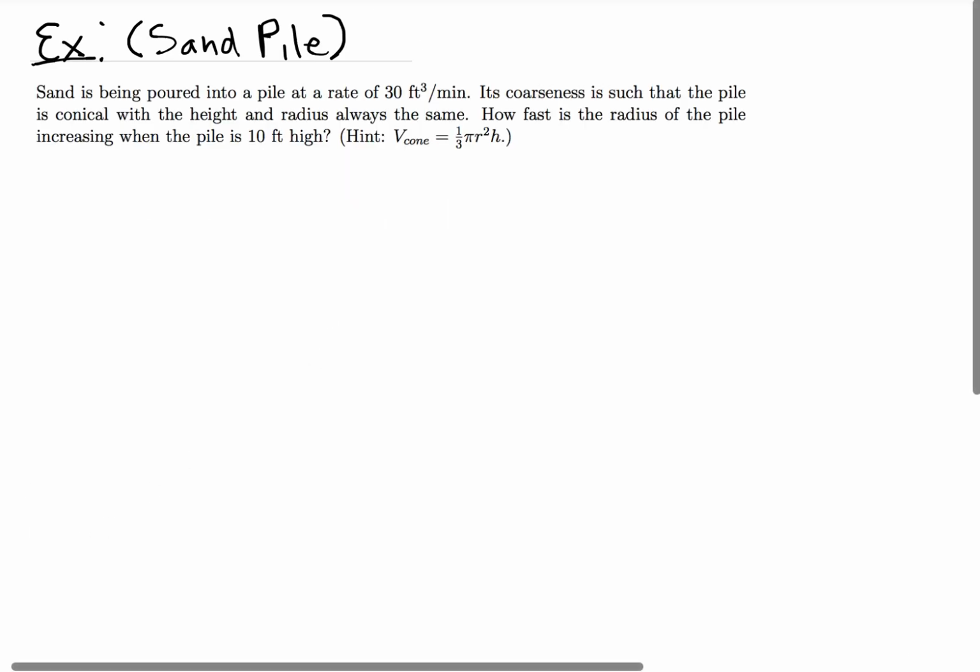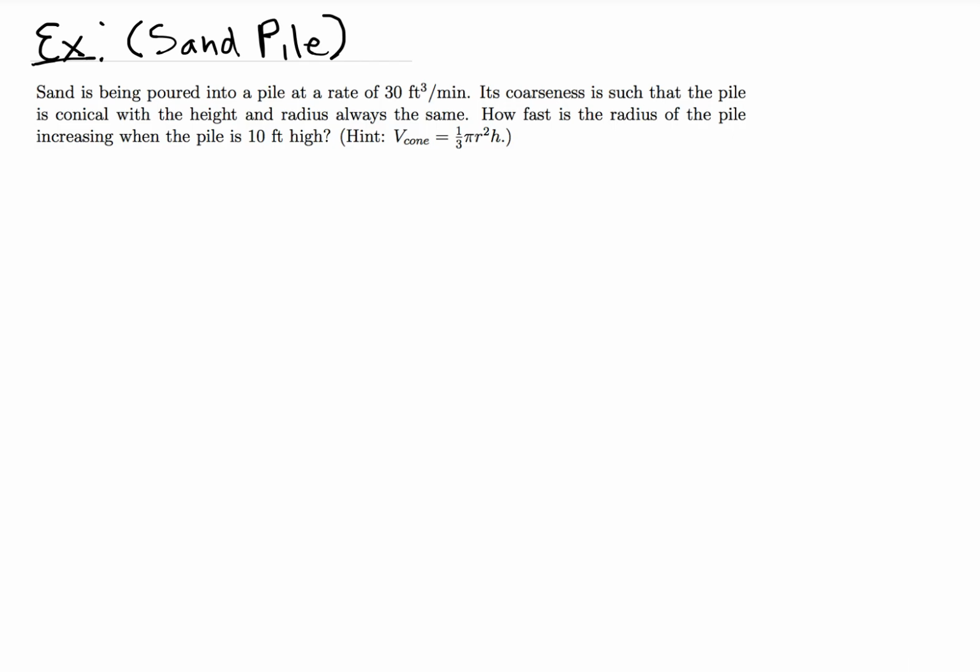We'll try example 1 today, which was really the 4th example on that sheet I handed out to you guys in class. We didn't quite get to this one. Sand is being poured into a pile at a given rate. The coarseness of the sand makes the height and the radius always the same. And we're asking how fast the radius of the pile is increasing when the pile is 10 feet high.